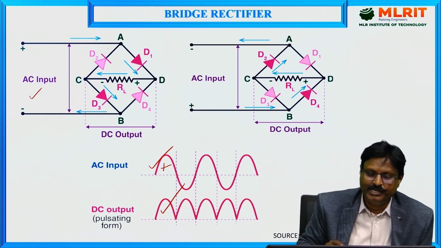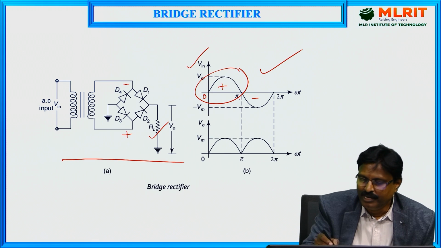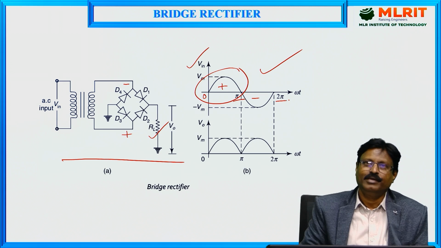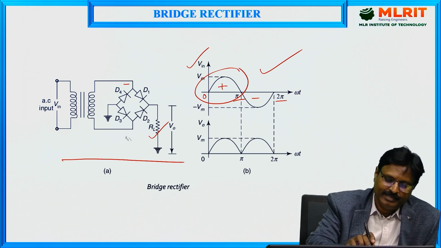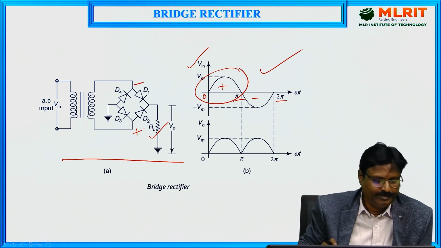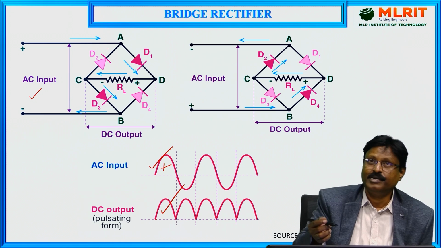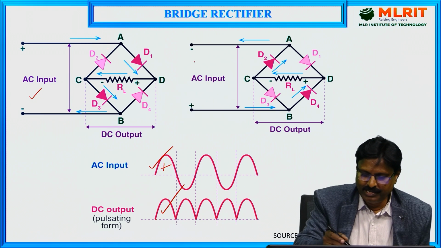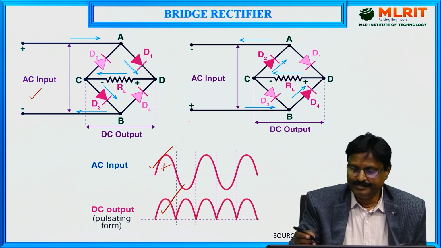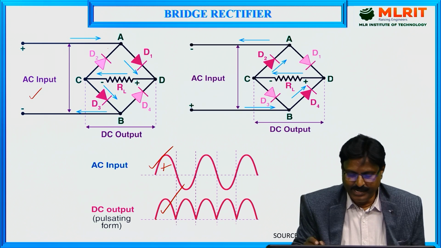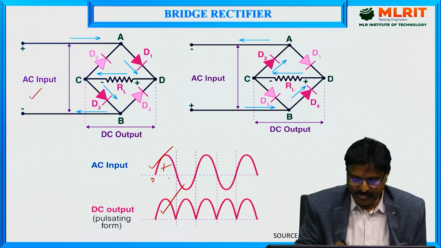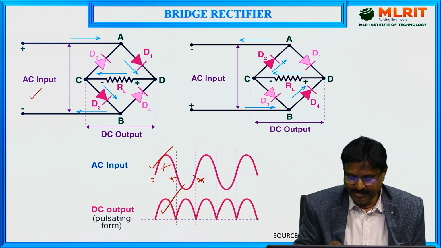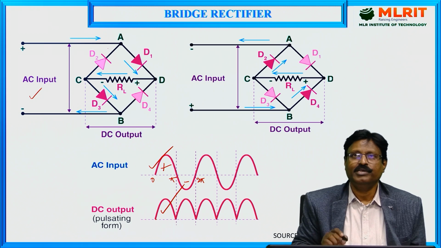Okay. Next, during the negative half cycle, as you can see, whenever omega t is between pi to 2 pi, what must happen here? This terminal must be negative and this must be positive. In this diagram we can easily understand that. During the negative half cycle, whenever omega t is between pi to 2 pi, that means this is 0, this is pi and this is 2 pi. Pi to 2 pi is called the negative half cycle.